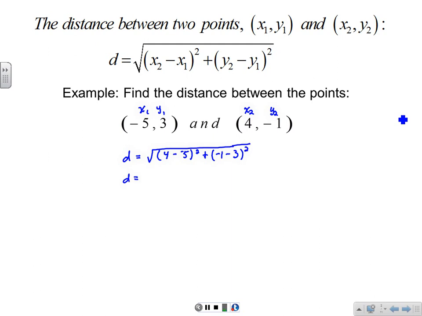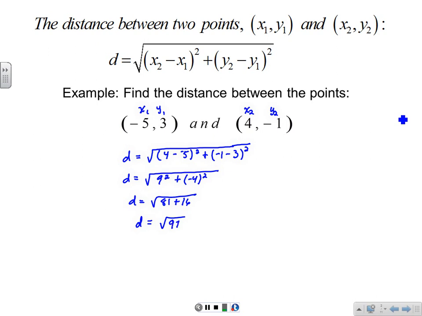Distance is equal to the square root of, double negatives go to plus, so we'll have 4 plus 5, which is going to be 9 squared, plus negative 1 and negative 3 is going to be negative 4 squared. Keep going, so we'll have the square root of 81 plus 16. So we'll have the distance is equal to the square root of 81 plus 16, which is going to be 97.